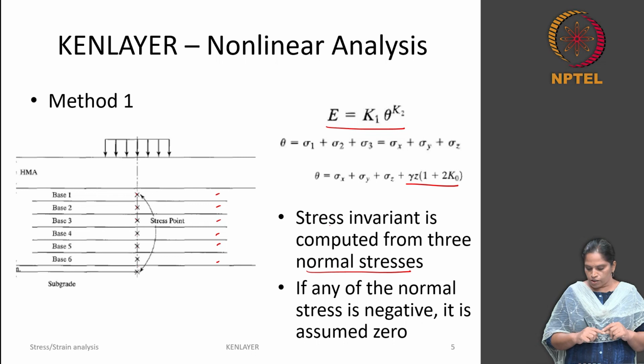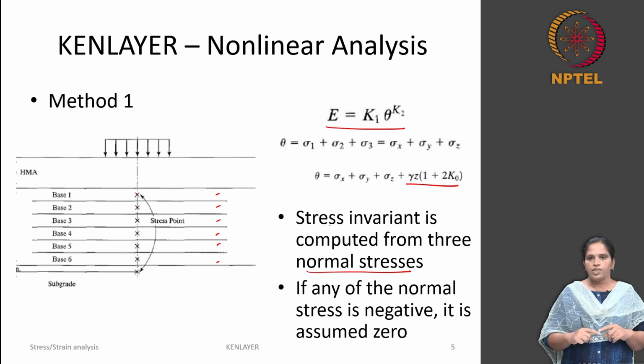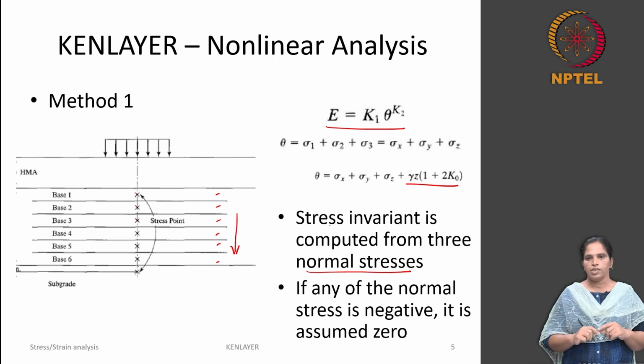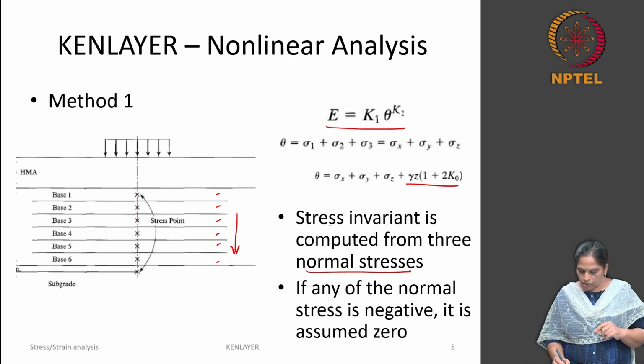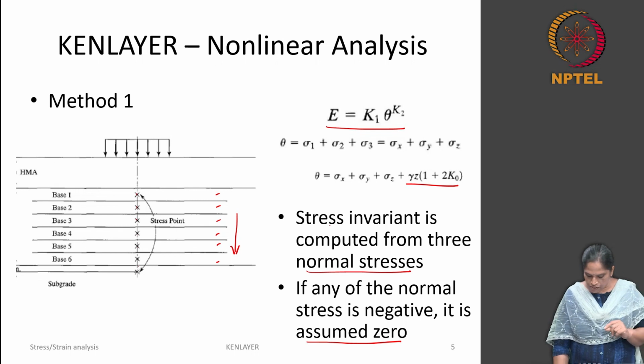Sometimes these normal stresses can also be negative. A negative normal stress occurs when you go deep below, away from the loading conditions. In such cases, the negative normal stress value is adjusted to 0 for determining the stress invariant. So, this is the first method.